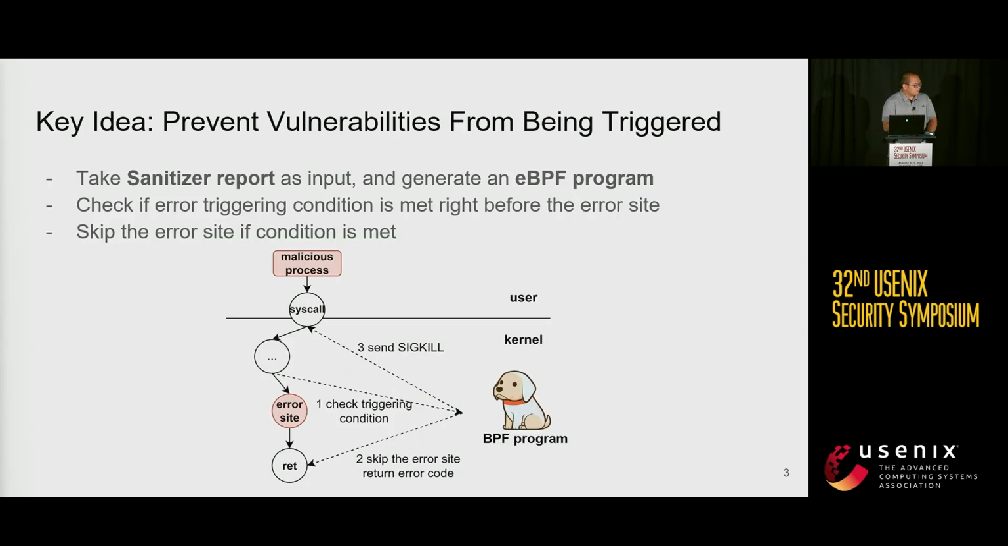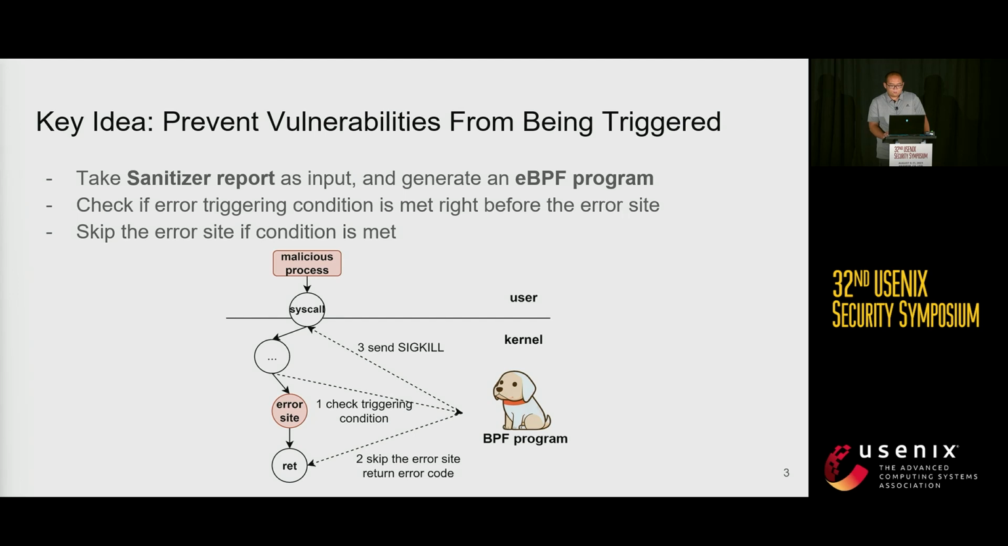In most cases, a vulnerability on the error site is triggered by a malicious process through a system call. And after the attacker triggers a vulnerability, the entire kernel will be compromised. Our solution, PAD, is to prevent the vulnerabilities from being triggered. PAD takes the sanitizer report as input to locate the error site and condition, and generates a BPF program to nip the threats in the bud.